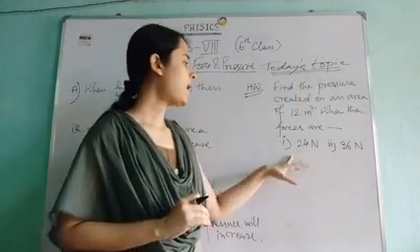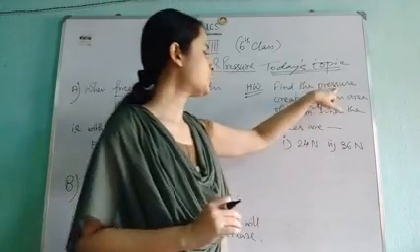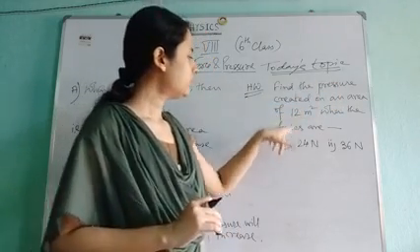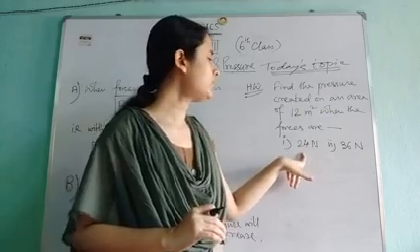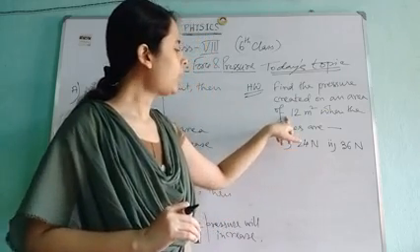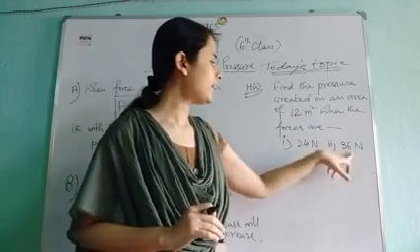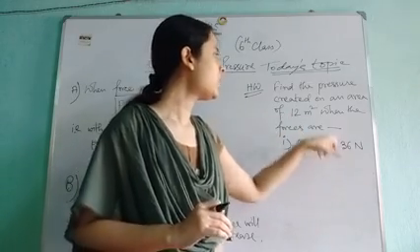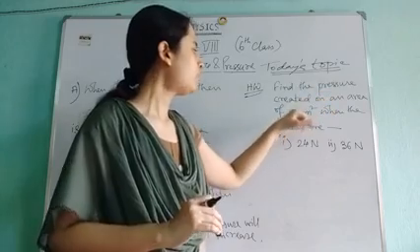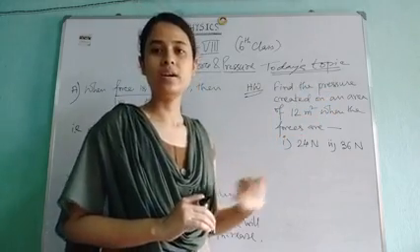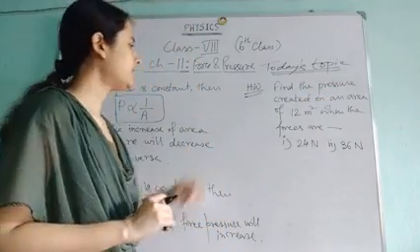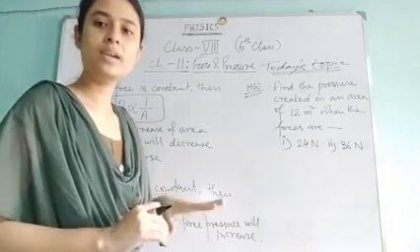So what does this mean? You have to calculate the pressure when the force is 24 Newton acting on the area of 12 meter square, and again with the application of 36 Newton, how much pressure you are getting for the same area. So this is your homework. I think you can do it very easily.